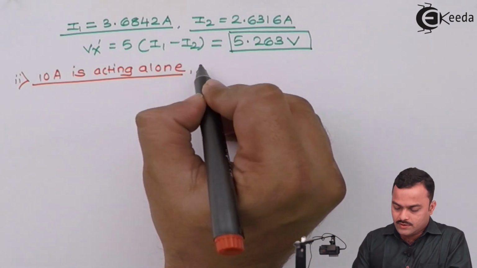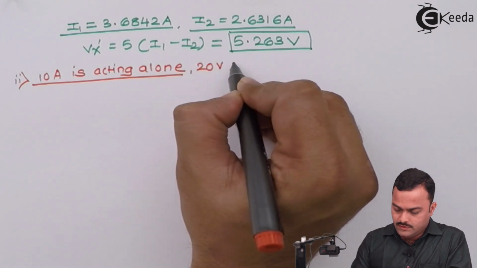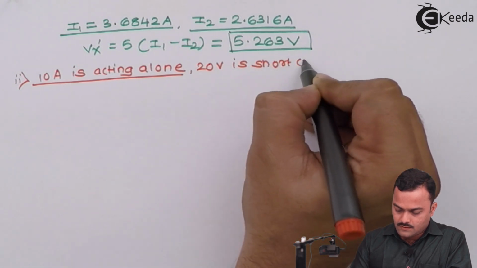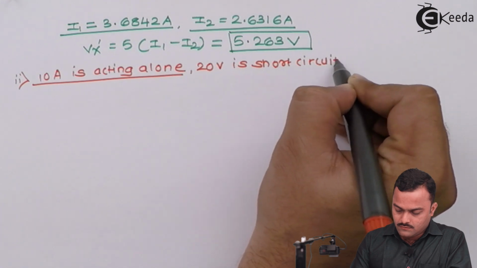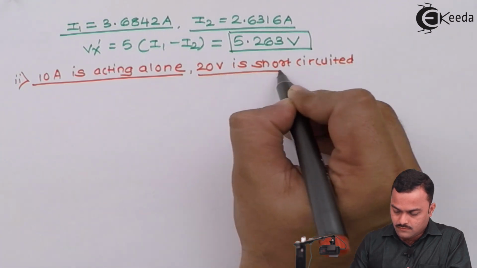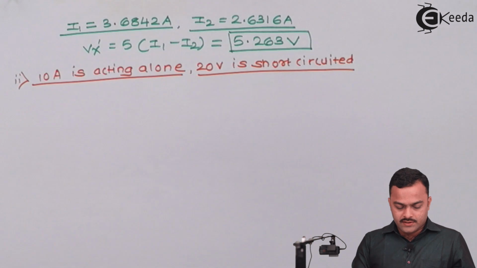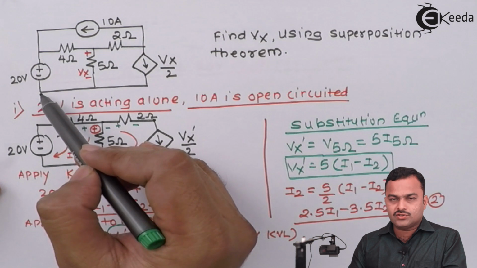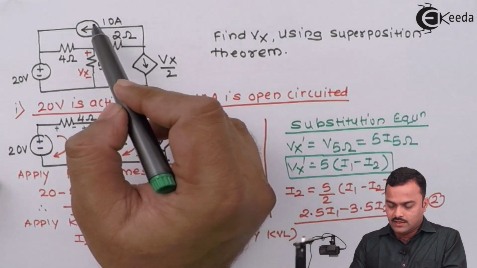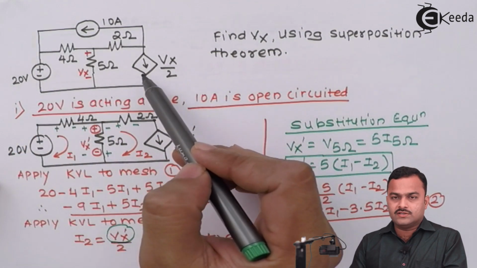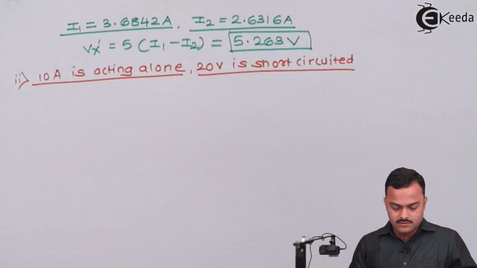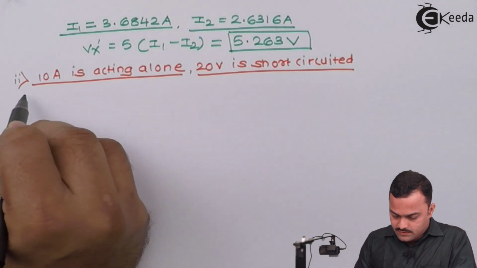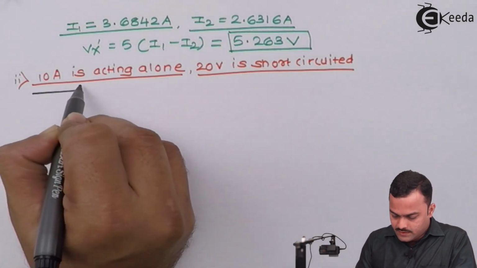What will happen to 20 volt? 20 volt being a voltage source will be short circuited. So we will get a new circuit. In the circuit, this will be replaced with a plain wire as a short circuit, and this source will act alone, and this we have to consider because it's a dependent current source. So now the resultant circuit will be like this.